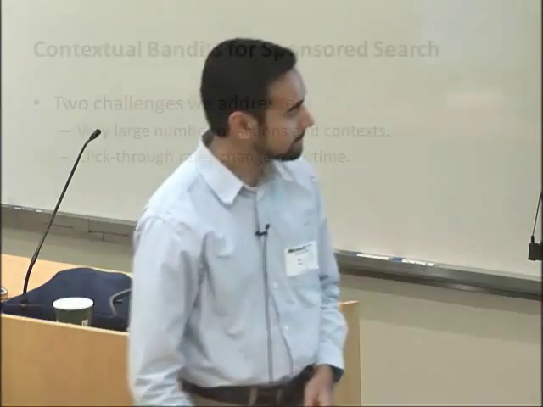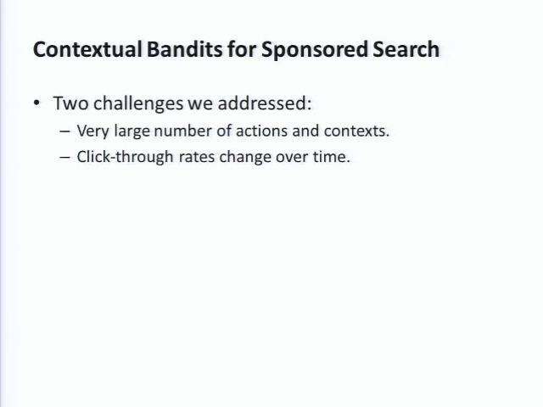So we've addressed two challenges of these contextual bandit problems. The first is that in any realistic setting, the number of actions and the number of contexts is going to be very, very large, because that's the number of ads and the number of queries, and of course that's enormous. The second challenge is that click-through rates are usually not stationary, but rather they can change over time. I'll discuss a solution for each of these problems briefly.